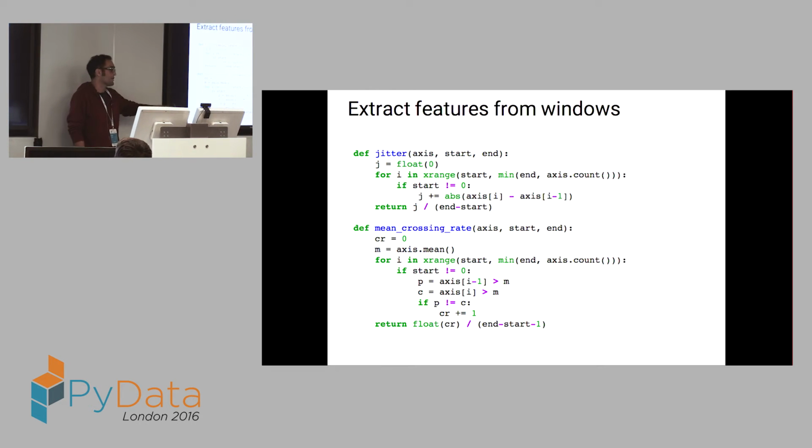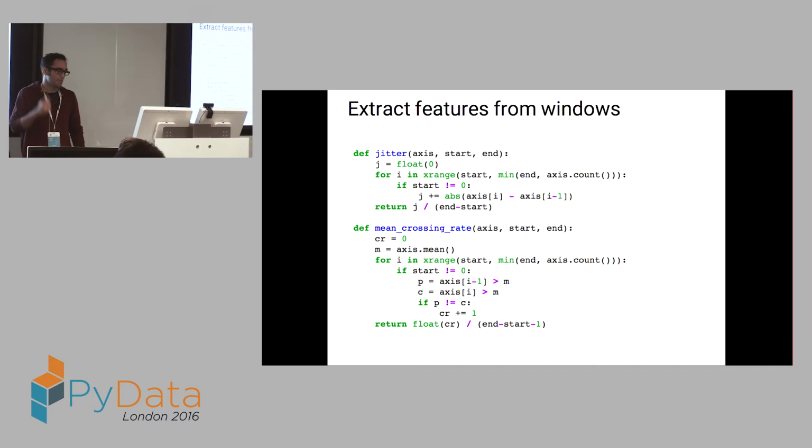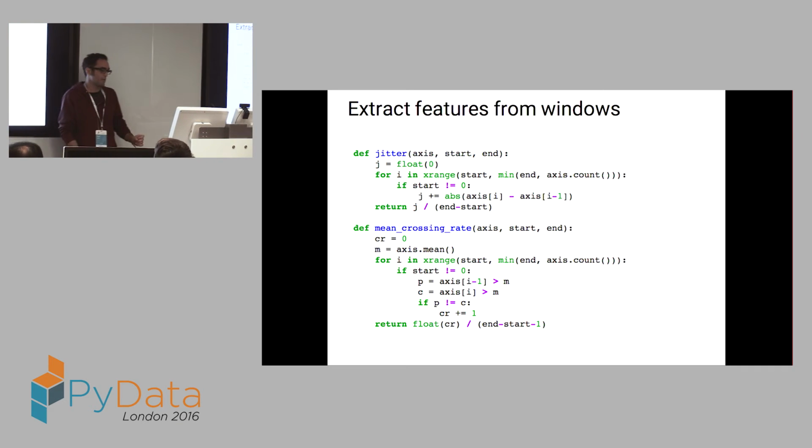On the other hand, imagine a signal that goes like this, right? And it's doing that very fast. So it's got maybe even some high jitter characteristics. So again, the mean of that signal is somewhere in the middle. But since it's been going up and down and up and down and up and down, it's got a very high mean crossing rate. So these are two features that I implemented myself.